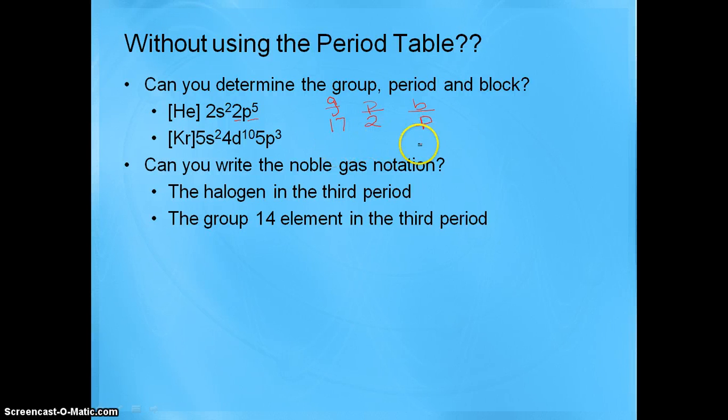But Mrs. Kelly is going to help me go through this next one. So block's the easiest. We got our letter, right? We're looking at the very last letter, so it's P, not a D. Okay, all P.